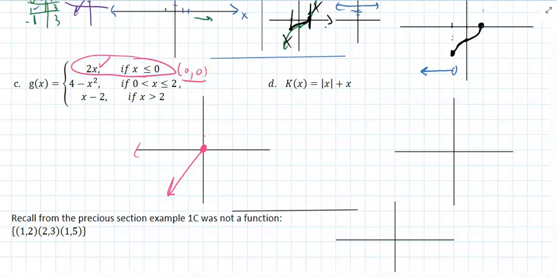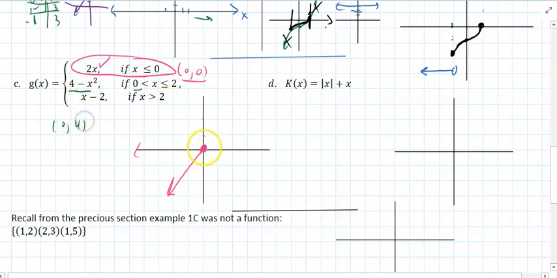The piece in between, that's a parabola, an upside down parabola. At 0, you are at 4. 0, 1, 2, 3, 4, not included. And at 2, if I put a 2 in there, isn't that at 0? That's included. And doesn't a parabola look like this?